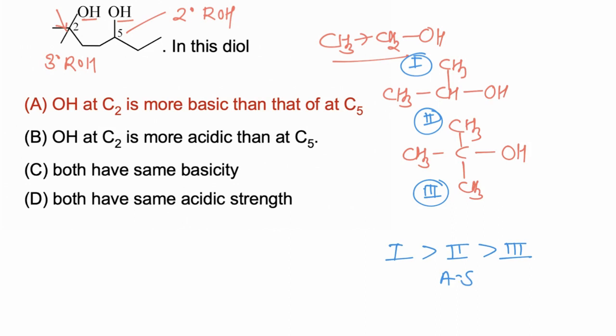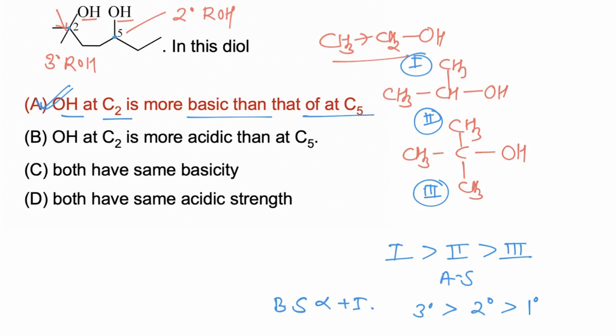Now if we compare basic strength, basic strength is directly proportional to plus I effect. As the number of plus I groups increases, basic strength also increases. So among primary, secondary and tertiary alcohol, 3 degree alcohol is most basic, then 2 degree and then 1 degree. Now OH at C2 is a 3 degree alcohol, and 3 degree alcohol is more basic than 2 degree alcohol. So OH at C2 is more basic than that of C5. So option A is correct.